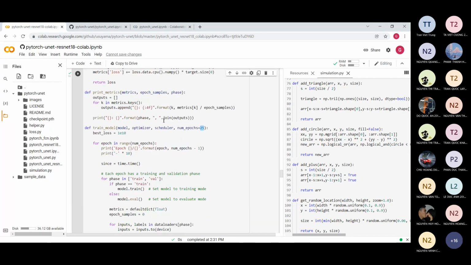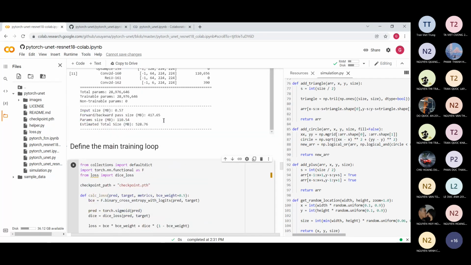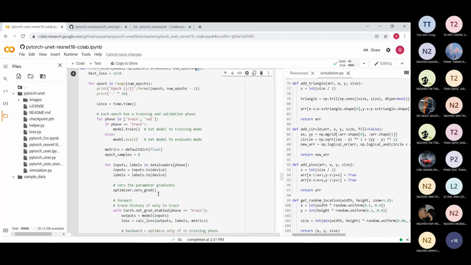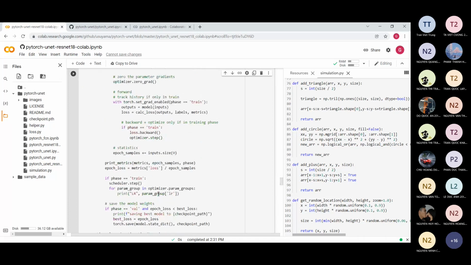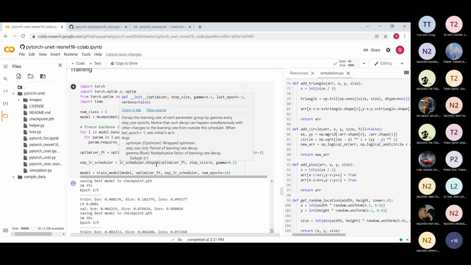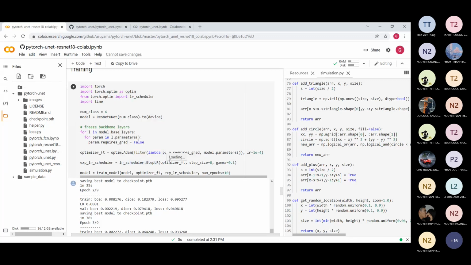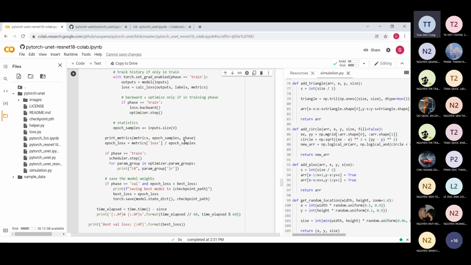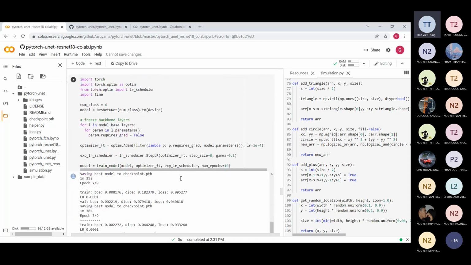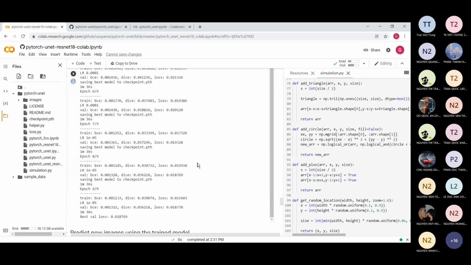Let me see what the scheduler is here. Okay, they use the learning rate scheduler, the step scheduler here, and they update the learning rate every epoch. So that's it. This trains the model, and we see the result here.